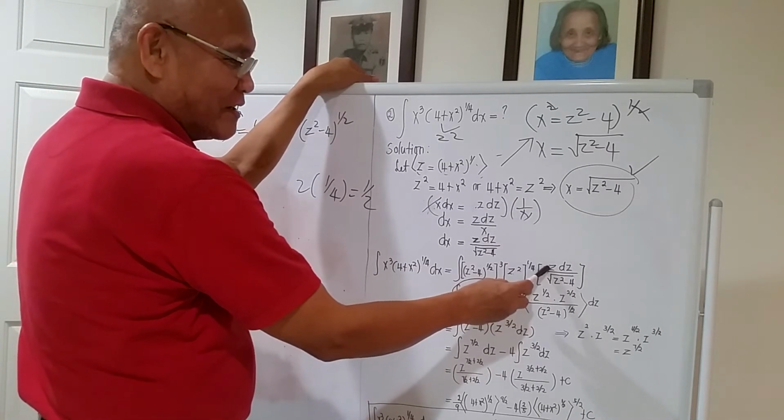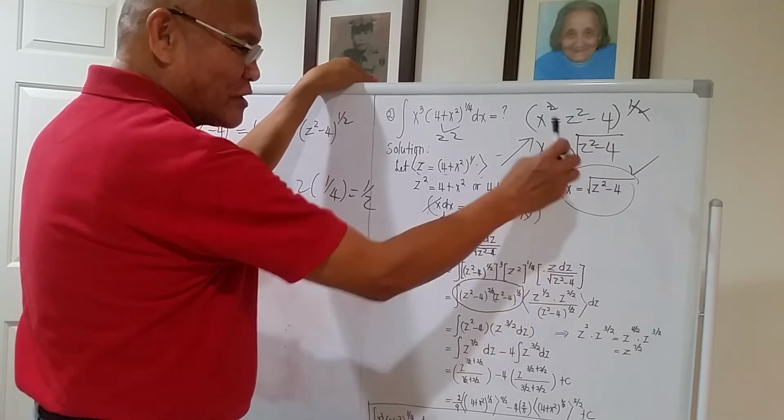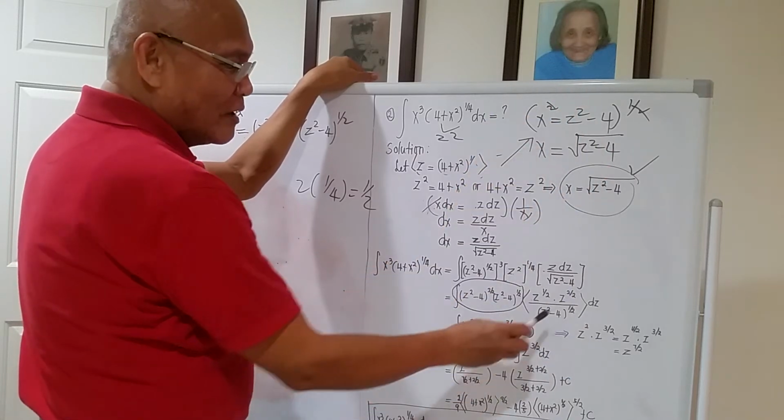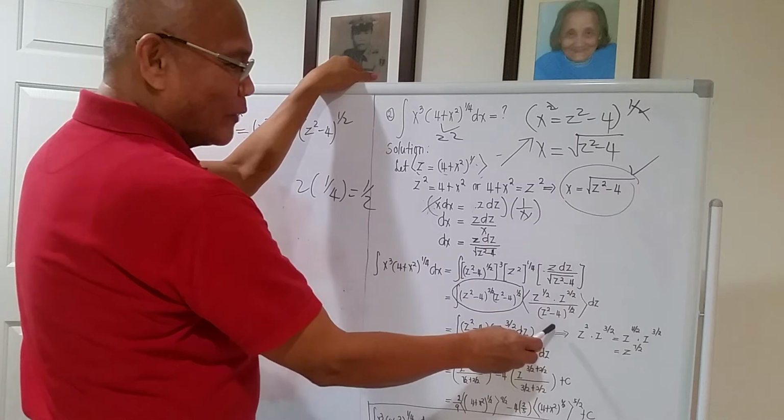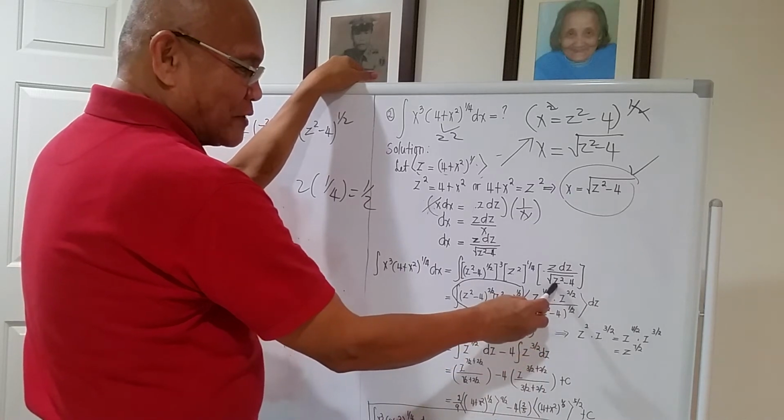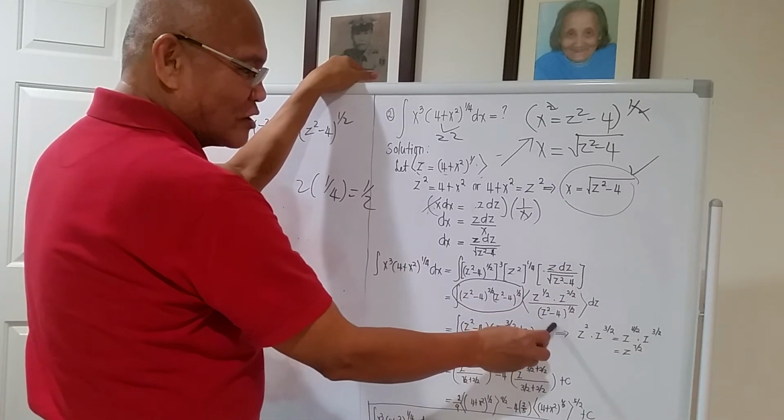And z is actually z to the first power. What's first power? 2/2, right? Times dz all over the square root of z squared minus 4, which is actually z squared minus 4 raised to the 1/2.